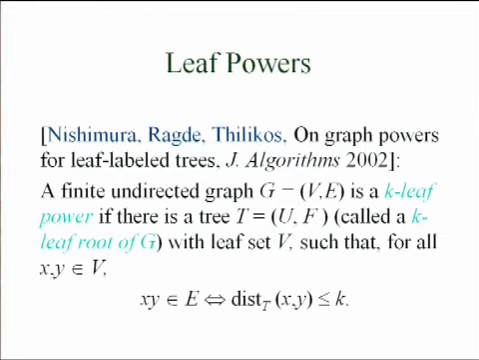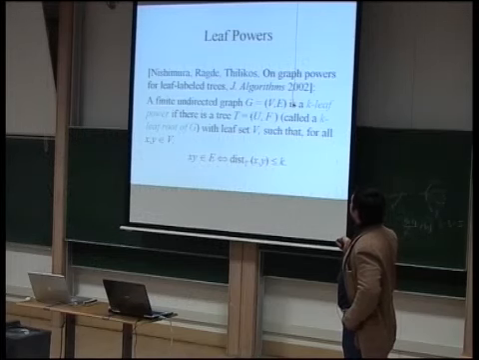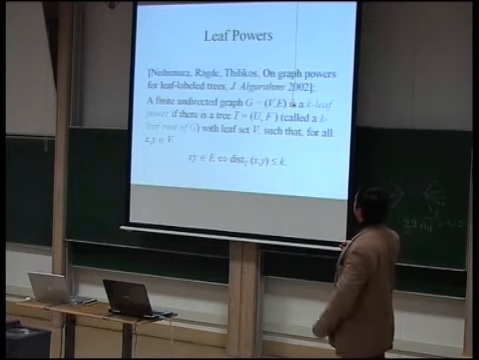Leaf powers, what are they? Here's the definition. What they really are is you take a tree and take a power of it, like its square. That means you connect all the vertices which have a distance of at most 2 in the tree, and then you consider the subgraph induced by the leaf set of T. This is what is hidden in this definition here: graph G, and here leaf set V. So the set V of vertices of G is hidden in the vertices of T, and this is precisely the leaf set of T. And here we've got the distance condition.